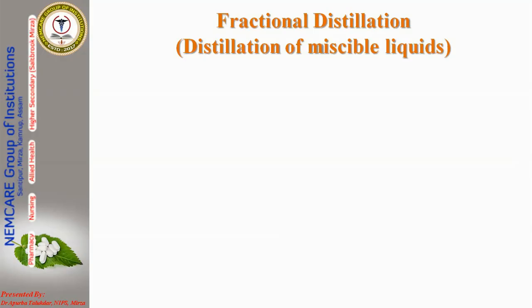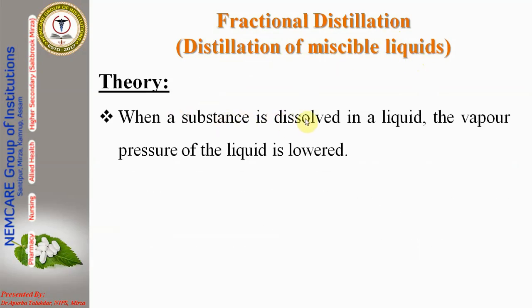Okay, the next type of distillation is fractional distillation, which is also called distillation of miscible liquids. When a substance is dissolved in a liquid, the vapor pressure of the liquid is lowered. So it means when something is dissolved in a liquid, in that mixture where a solid or a substance is dissolved in the liquid, the vapor pressure of that particular liquid will be lower than the actual vapor pressure of the liquid.